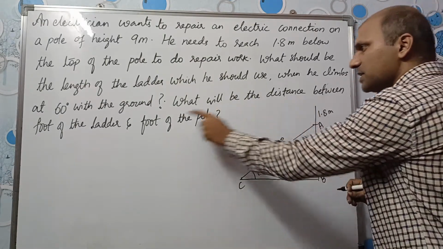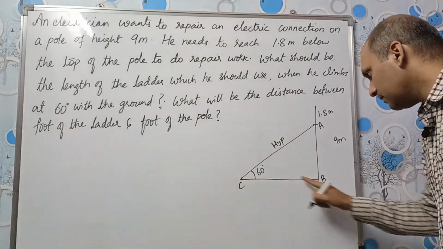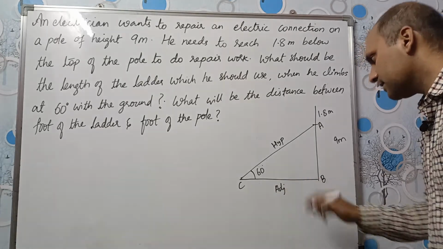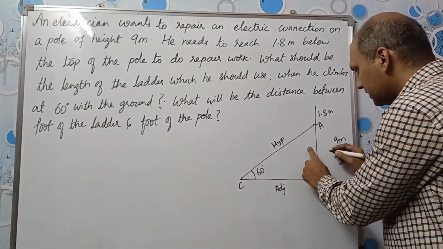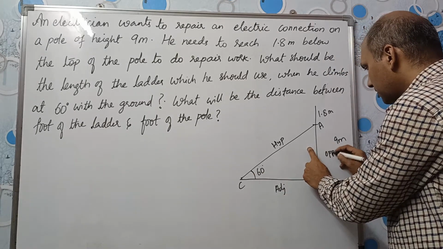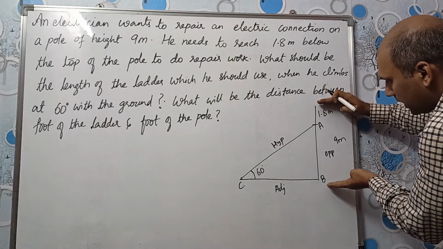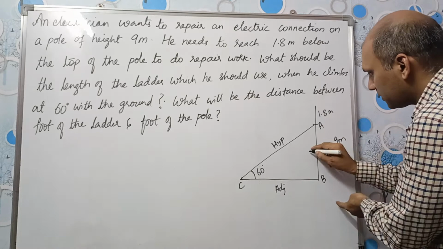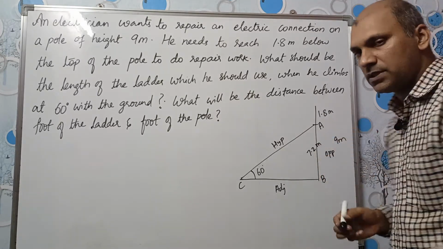What will be the distance between the foot of the ladder and the foot of the pole? See, foot of the ladder, this is the foot of the pole. And this also we need to find, which means this is the adjacent side. Angle is here. So this will be the adjacent side, this is the opposite side, right? But how much is AB? The complete height of the pole is 9 meters, and we need to subtract 1.8. So 9 minus 1.8 will give us 7.2 meters.